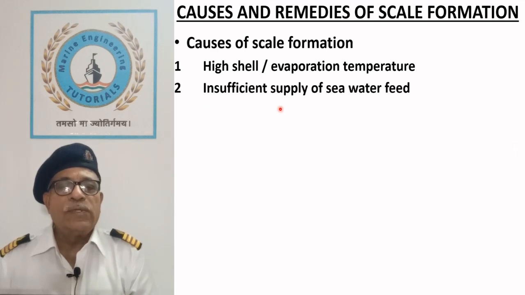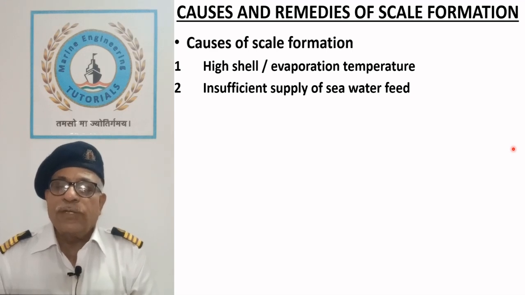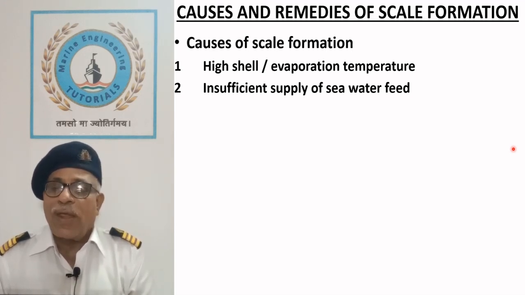Insufficient supply of seawater feed. Insufficient supply of seawater feed results in higher density of brine, which is responsible for scale formation. Feed water supply should be between 3 to 4 times of the desired output.